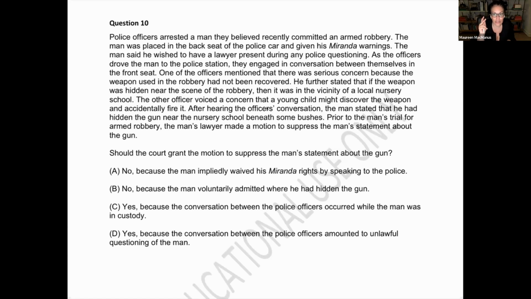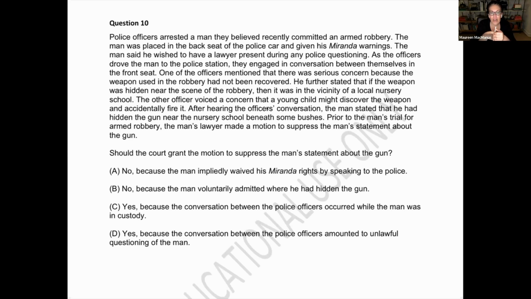Is there an interrogation? So as the officers drove the man to the police station, they engaged in conversation between themselves in the front seat. One of the officers mentioned that there was serious concern because a weapon used in the robbery had not been recovered. He further stated that if the weapon was hidden near the scene of the robbery, then it was in the vicinity of a local nursery school. The other officer voiced a concern that a young child might discover the weapon and accidentally fire it. After hearing the officer's conversation, the man stated, so before we get to what the man said, all of this stuff back and forth between the officers, that's designed to elicit an incriminating response.